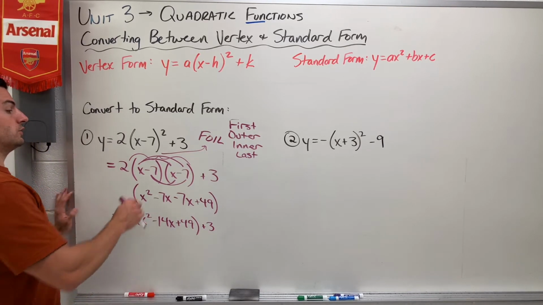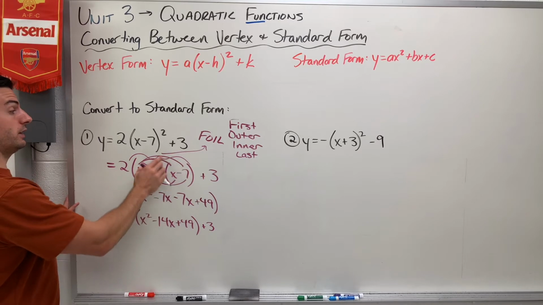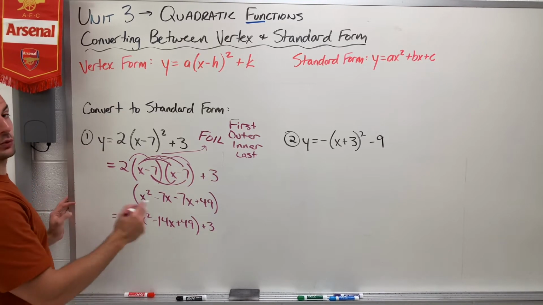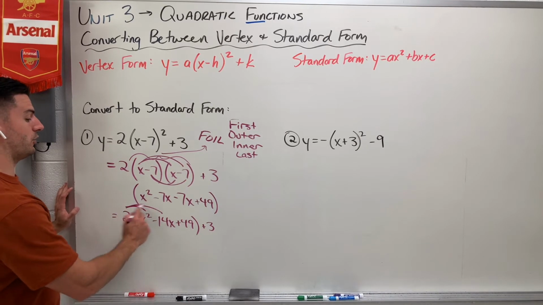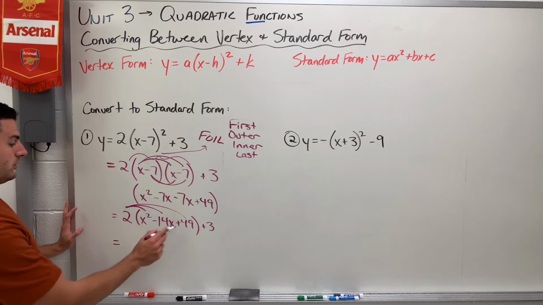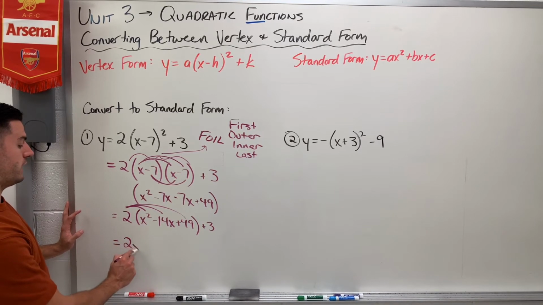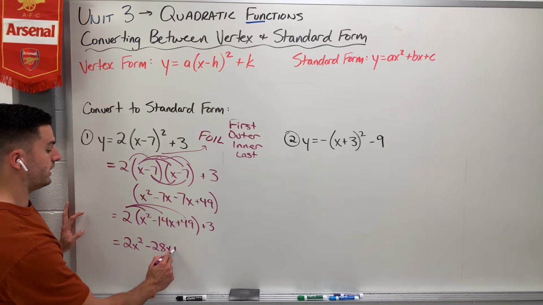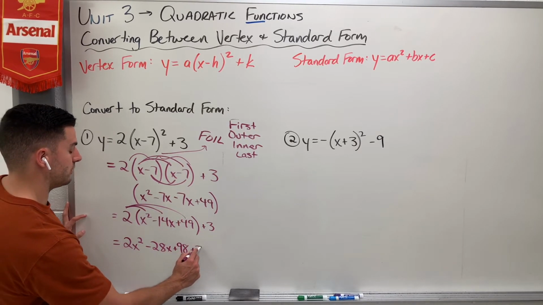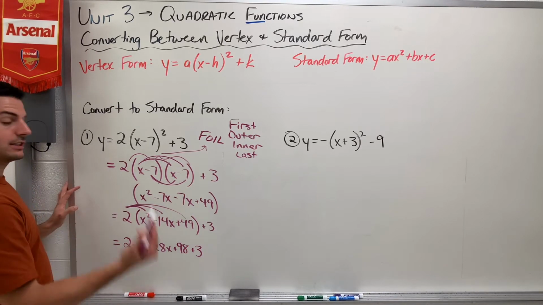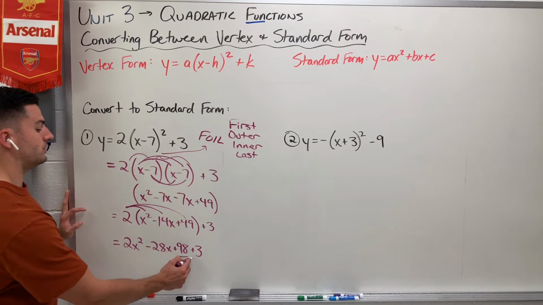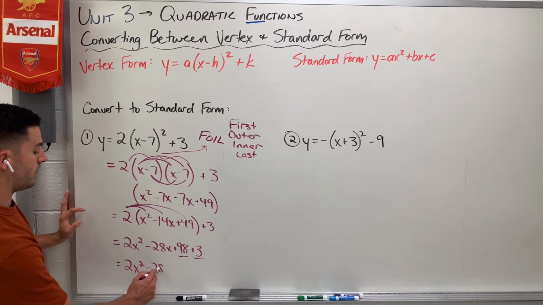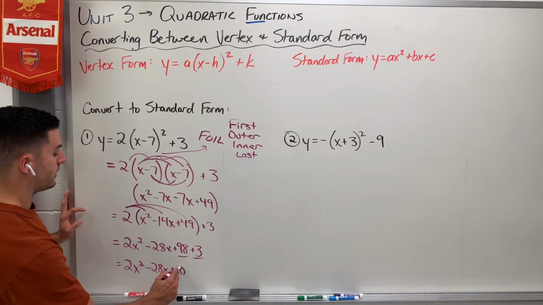Okay, so the big math that happens in here is, again, FOILing these groups to get this. And then I write order of operations as I multiply. So I multiply this 2 times this whole group, and so you would get 2x squared minus 28x. 2 times 49 is 98, plus 3. Okay, and then my last step here would be to add these like terms, 98 and 3. So I'd get 2x squared minus 28x plus 101.